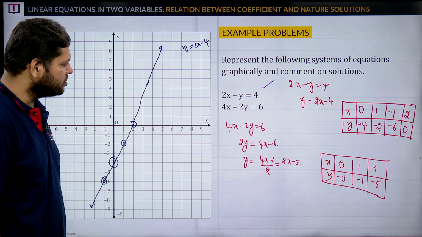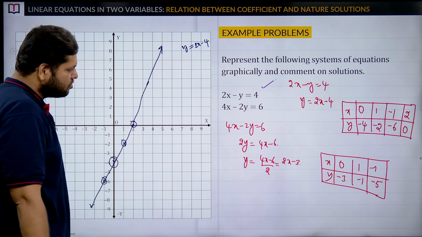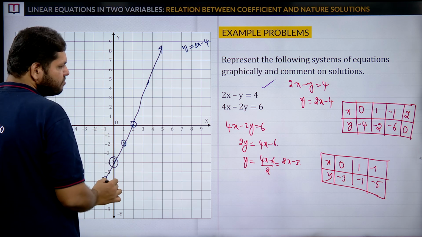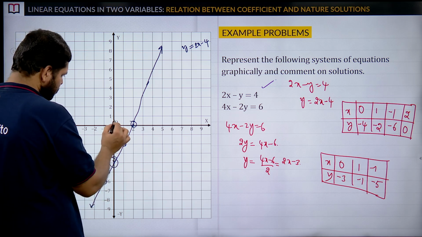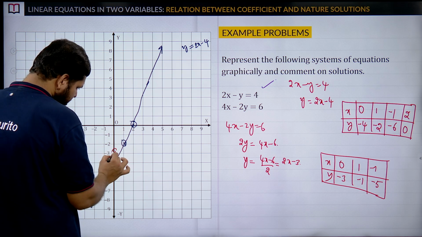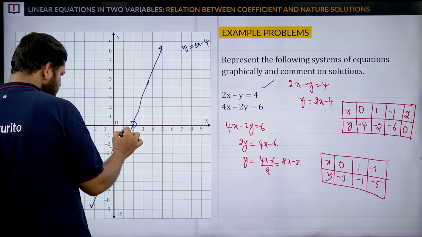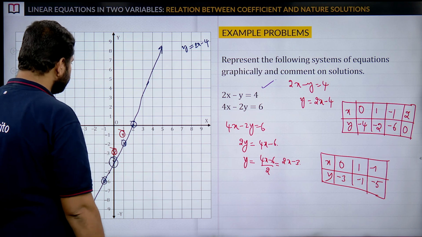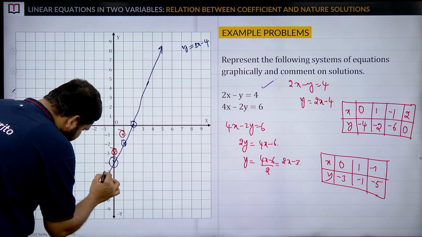Now children, look at the second equation. What is the solution? The second equation is in the same manner. So first, x is equal to 0 and y is equal to minus 3. Next, x is equal to 1 and y is minus 1. X is equal to minus 1 and y is equal to minus 5.